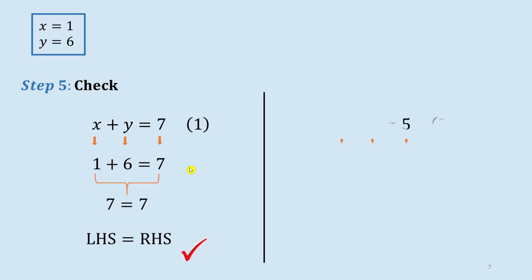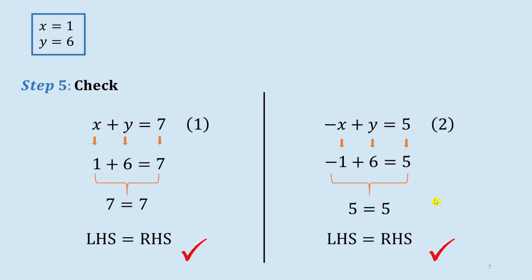And let's check for equation 2: minus x plus y equals 5. Let's put our x equals 1 in. So we're going to have minus 1 plus 6, because y equals 6. Does the left-hand side equal 5? What's minus 1 plus 6? Or we could say 6 minus 1. If I have 6 and I take away 1, I'll be left with 5. So our left-hand side equals our right-hand side, so we know that these two solutions are correct.